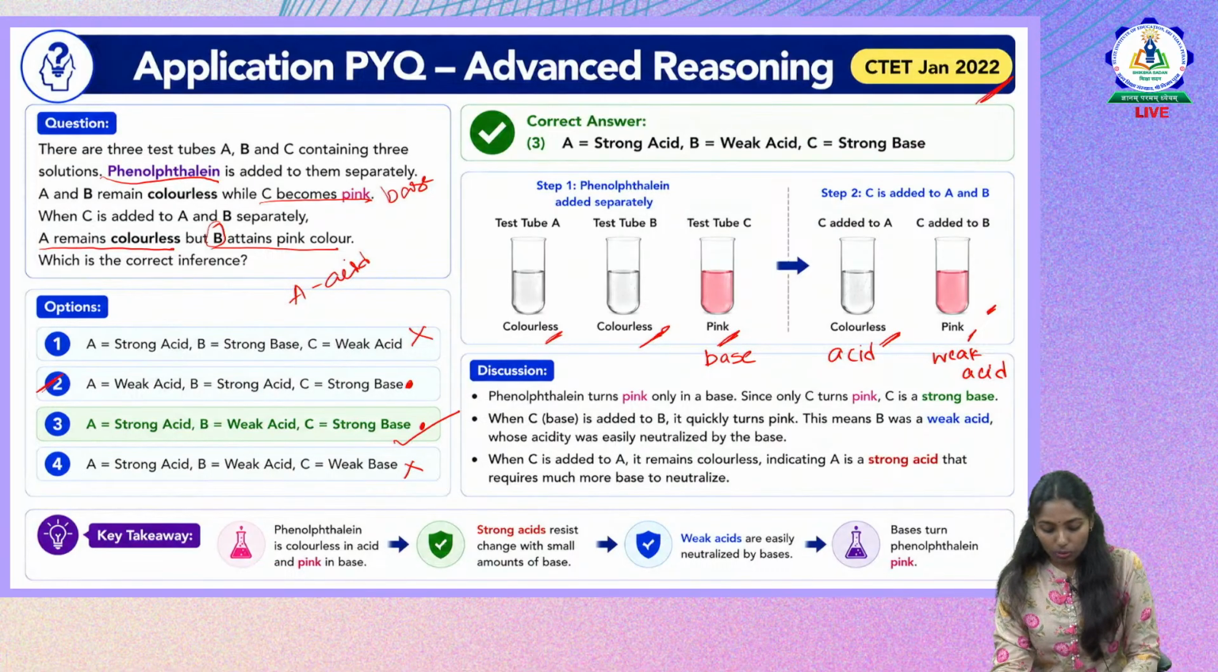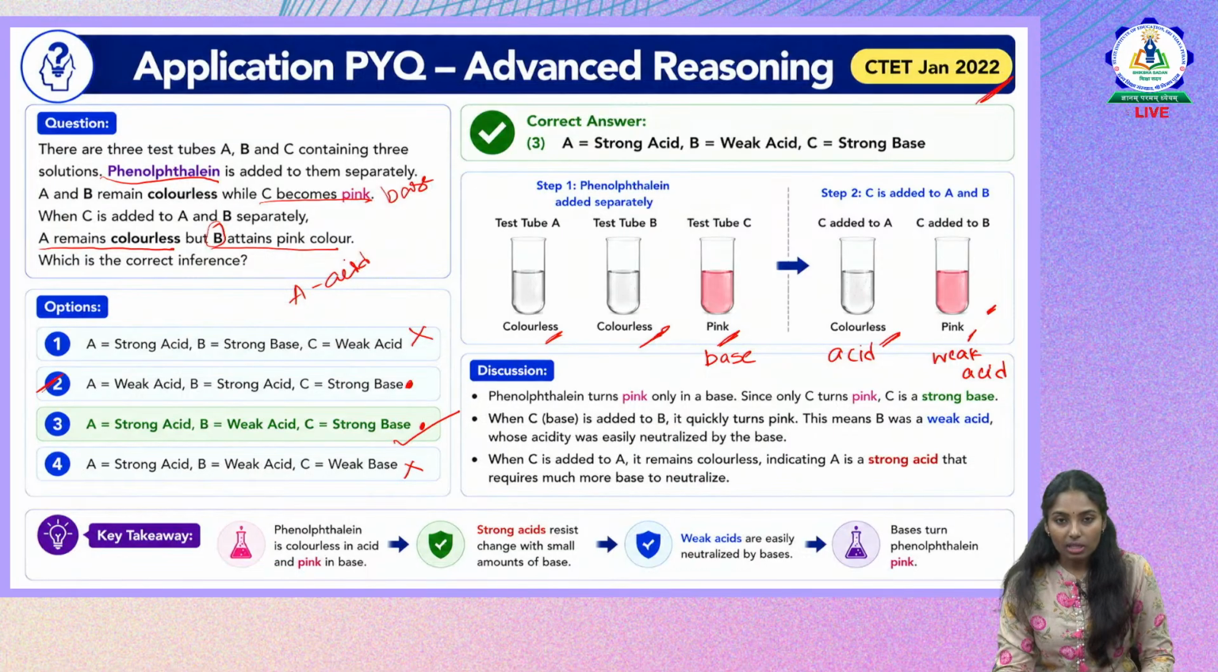Okay, and there is one more thing you can understand: sometimes a strong acid will resist small changes even if you add a base. Its property will remain as strong acid only. When a base is added to a weak acid, the property might change to base because the weak acid is not able to retain its own property. So a strong acid resists changes with small amounts of base, but weak acids are easily neutralized by bases. That is the reason B was turning pink when initially it was colorless.